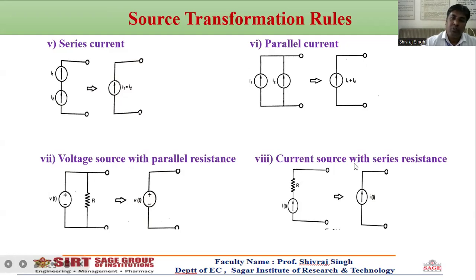Next one, current source with series resistance. If the circuit is connected like this, that means current source and resistance are connected in series, then the same current flows through this resistance. So its equivalent is represented by a single current source, and in this case the resistance is replaced by a short circuit. And in this case, the voltage and parallel resistance are neglected.